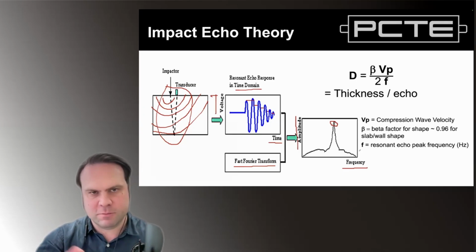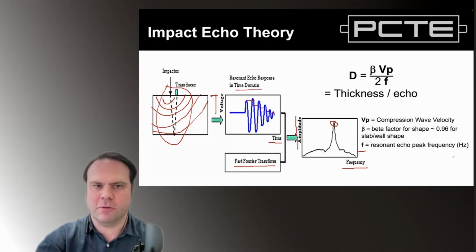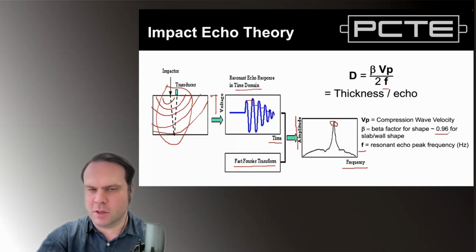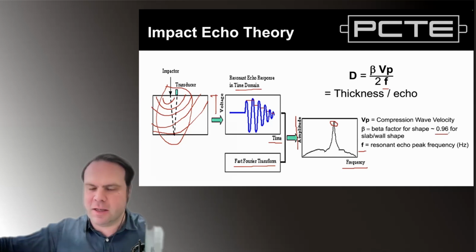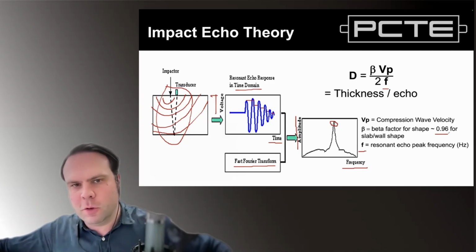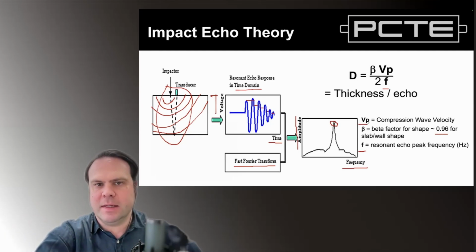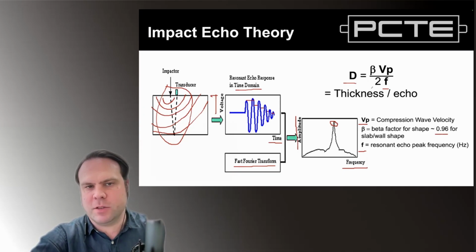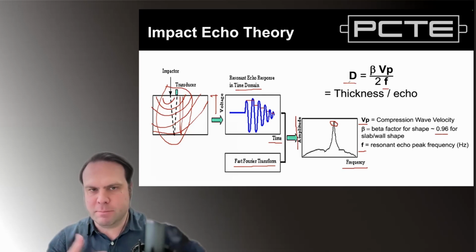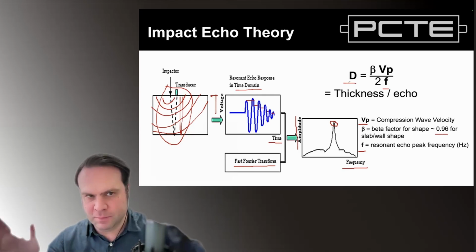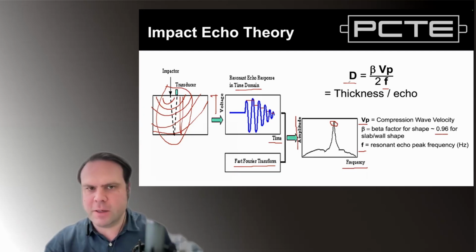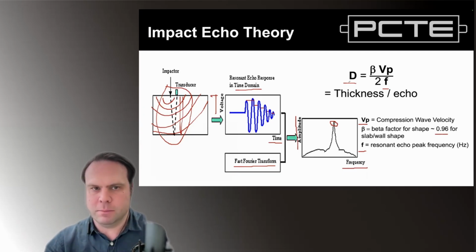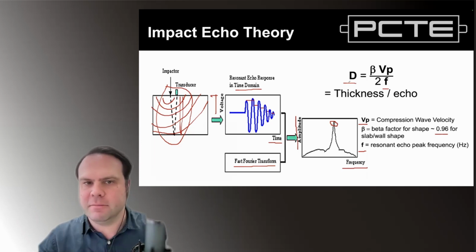In our formula here, we take the resonant echo frequency, f, and multiply that by a shape factor. This 0.96 is because we assume an infinite concrete floor or wall. Then we multiply by the compression wave velocity, giving us the thickness. We divide by 2 because the signal is assumed to travel down and return. So that's the basic shape of the formula, converting frequency to thickness with an assumed or known compression wave velocity and a factor for the geometry.